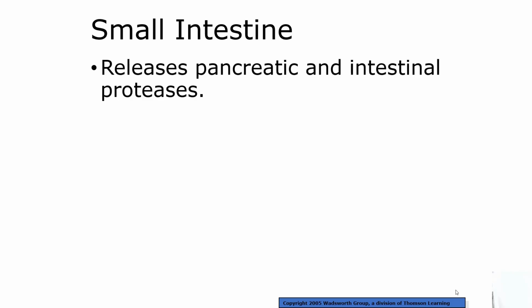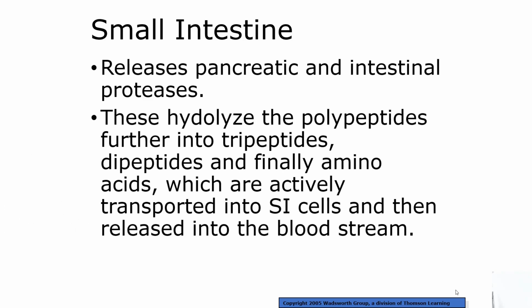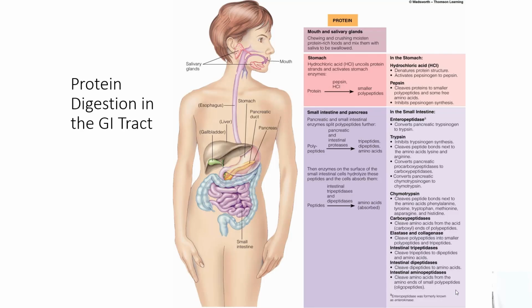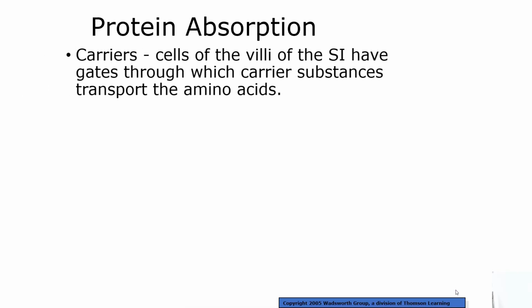Now, the small intestine releases pancreatic and intestinal proteases, we know that, and basically they hydrolyze the polypeptides further into tripeptides, dipeptides, and finally amino acids, which are actively transported into cells and then into the bloodstream. This is basically protein digestion in the GI tract. I'll not go into details.